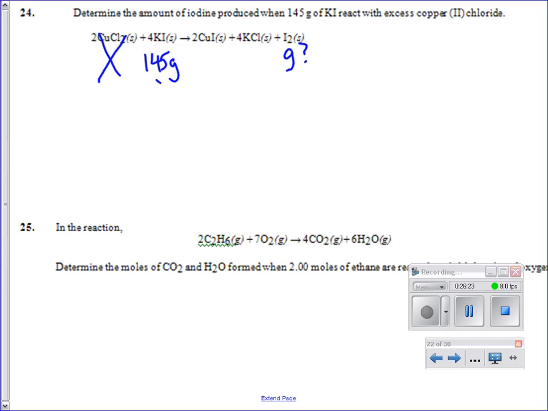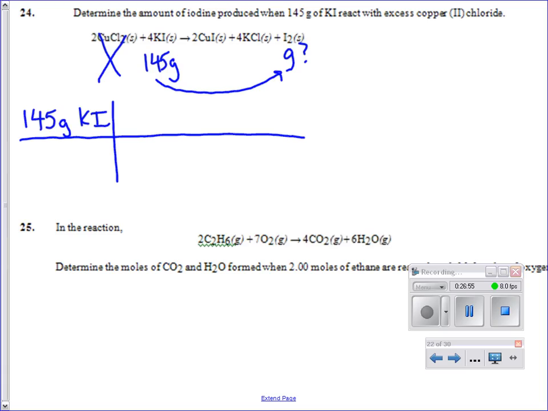We're going to have to go from here to there. The term that I use for this is called mole bridge. I need to mole bridge over. Okay? I need to physically cross this little bridge to get to iodine. But to be on the mole bridge, I need to be in moles. That's why I call it the mole bridge. So I can't cross that bridge until I am in moles. I'm going to start with my given, 145 grams of KI. Now I can't cross the bridge until I'm in moles.